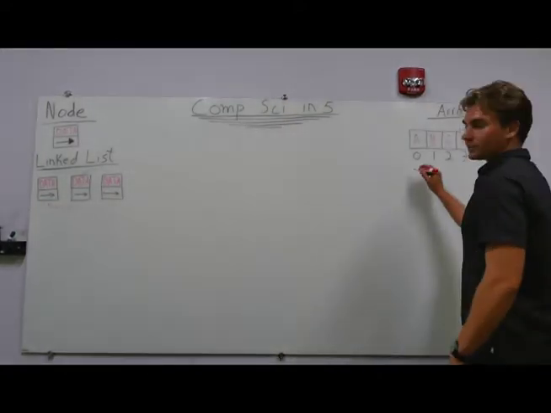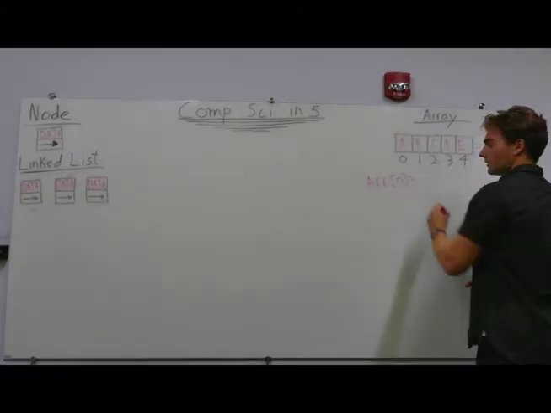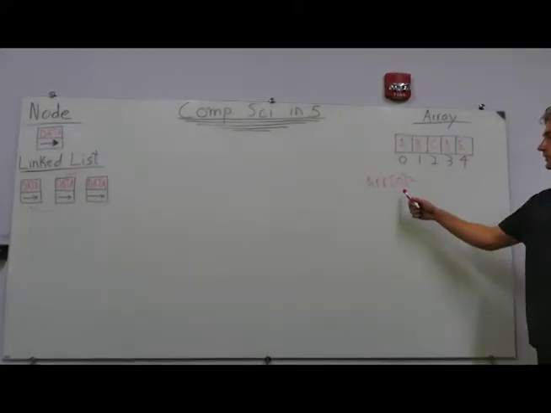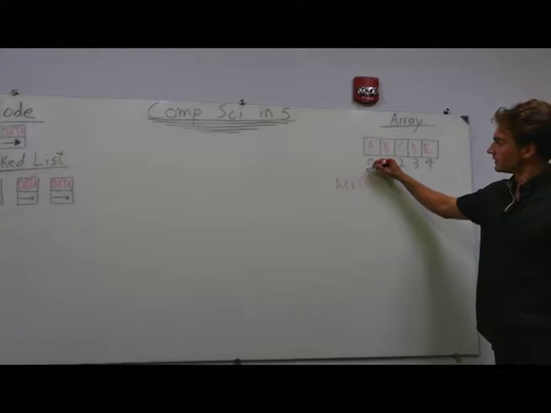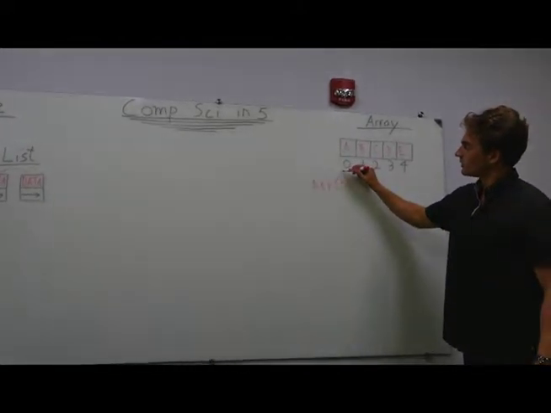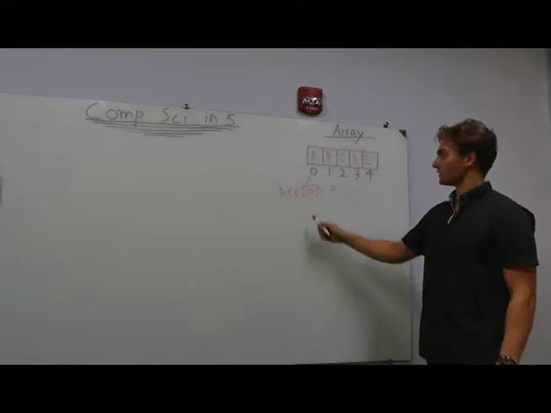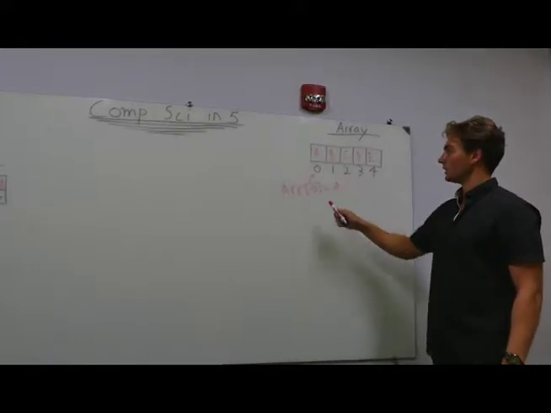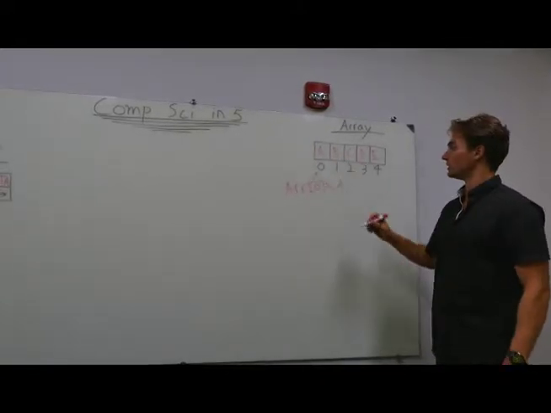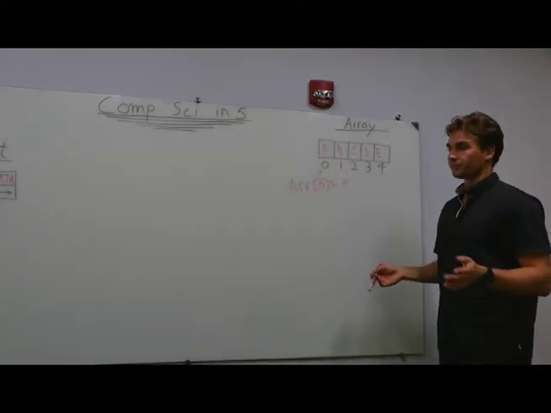So if we did something like this, what would it be? Well, this is the index right here. So this would be A. Likewise, we could change this to a 1 and it would be B, change it to a 2, it would be C, so on and so forth.